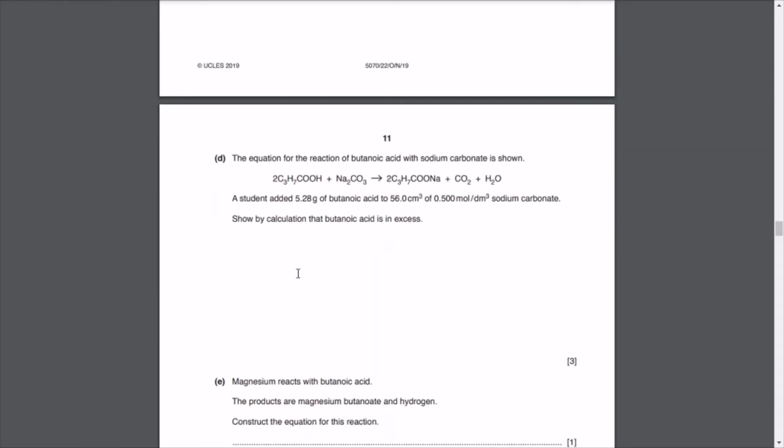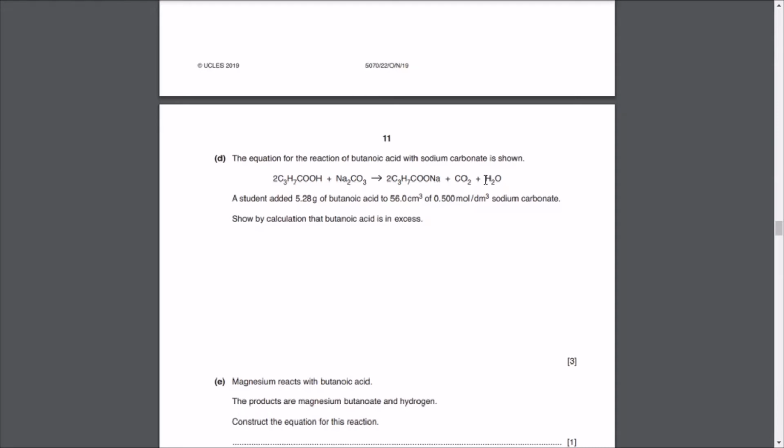Now part D seems a bit complicated, but it's calculation based. The equation of the reaction of butanoic acid with sodium carbonate is shown: 2C3H7COOH, that is butanoic acid, plus sodium carbonate, equals the salt that is formed, with carbon dioxide and water. A student added 5.28 gram of butanoic acid and 56.0 cm³ of 0.5 mol/dm³ sodium carbonate. Show by calculation that butanoic acid is in excess.